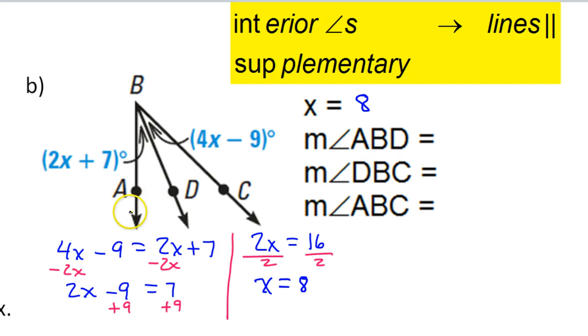Angle ABD, A to the B to the D, is this angle right here. Now that we know that x is 8, this is going to become 2 times 8 plus 7.